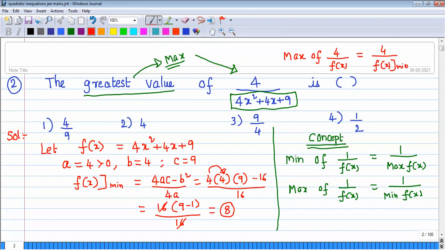F of x minimum is 8. So that's equal to 4 upon 8. 4 upon 8 means 4 1s are 4, 4 2s are 8. So obviously the answer is 1 upon 2 will be our answer. Fourth option is the right option.